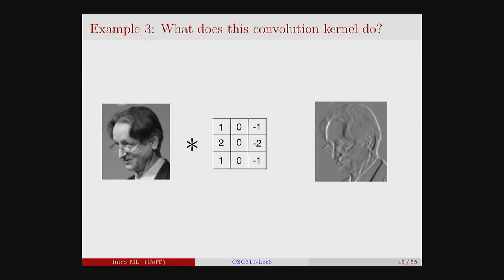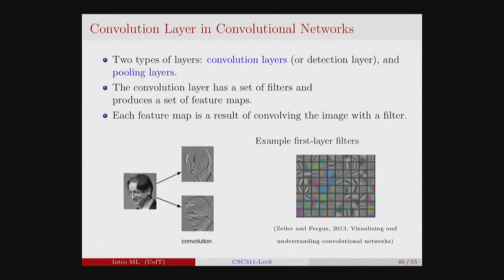Because if we have a prediction task that's responsible for counting the number of edges in an image, then maybe learning this kernel is the right thing to do to solve that problem. But we want to let the data decide that. And that's what convolutional neural networks give us the ability to do. So there's two types of layers. There's convolutional layers, called detection layers, and then there's pooling layers. And the convolutional layer has a set of filters, each of which is going to produce a feature map.